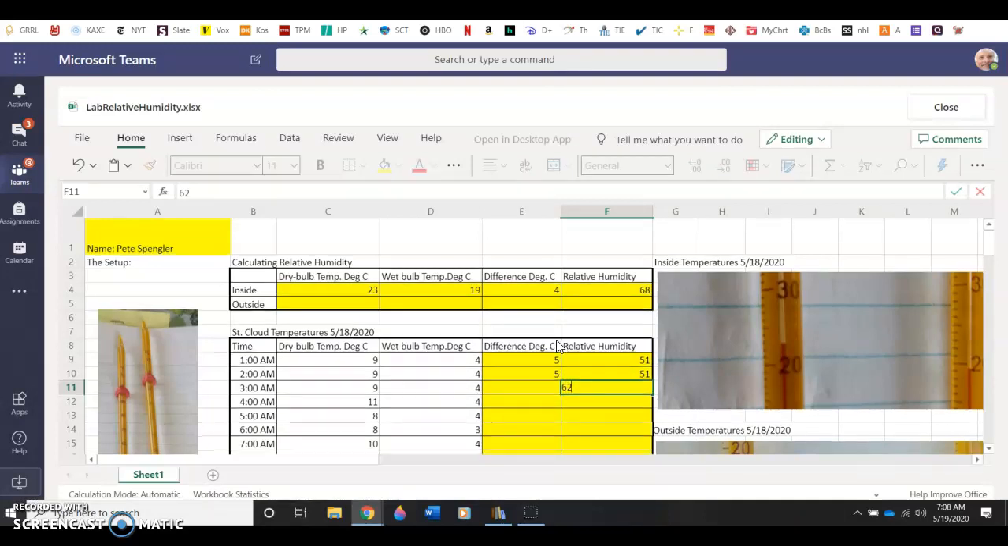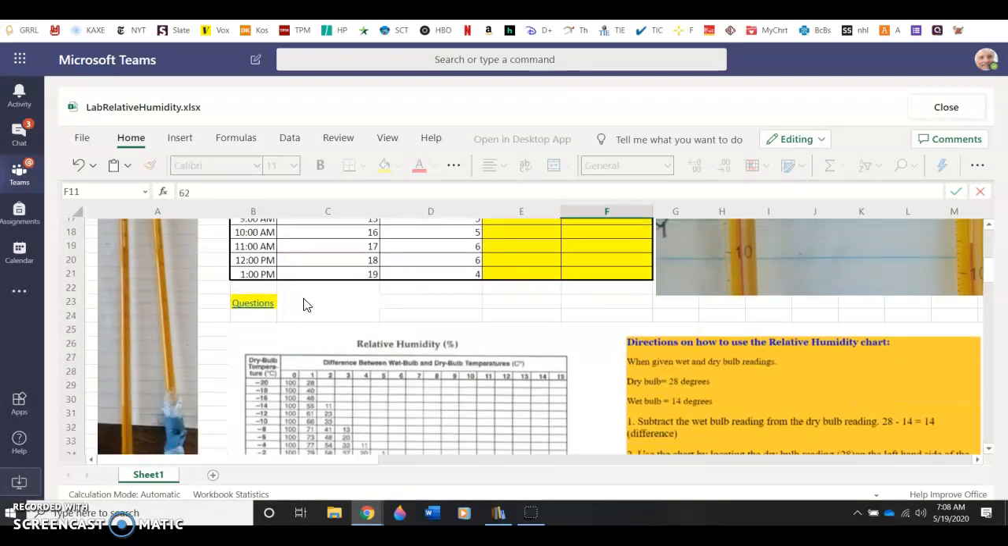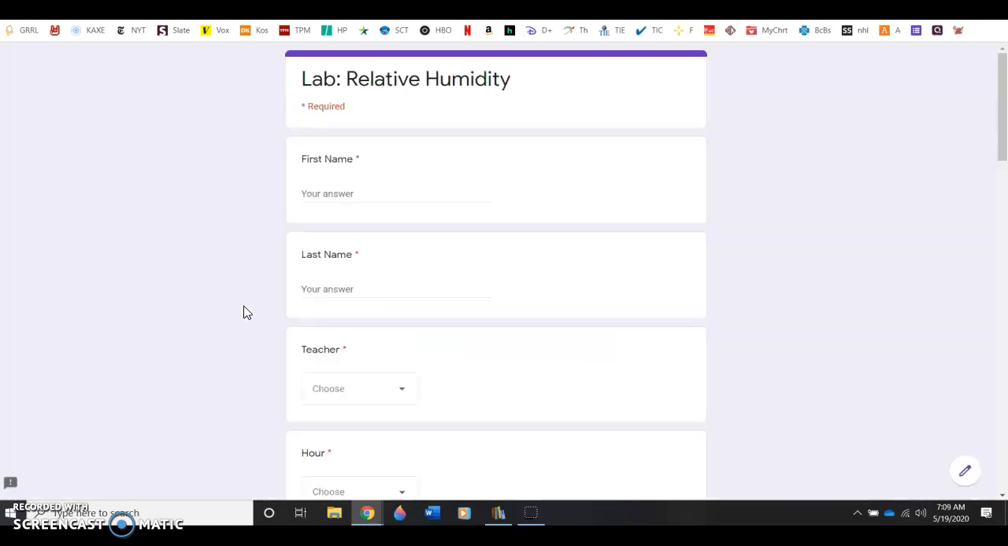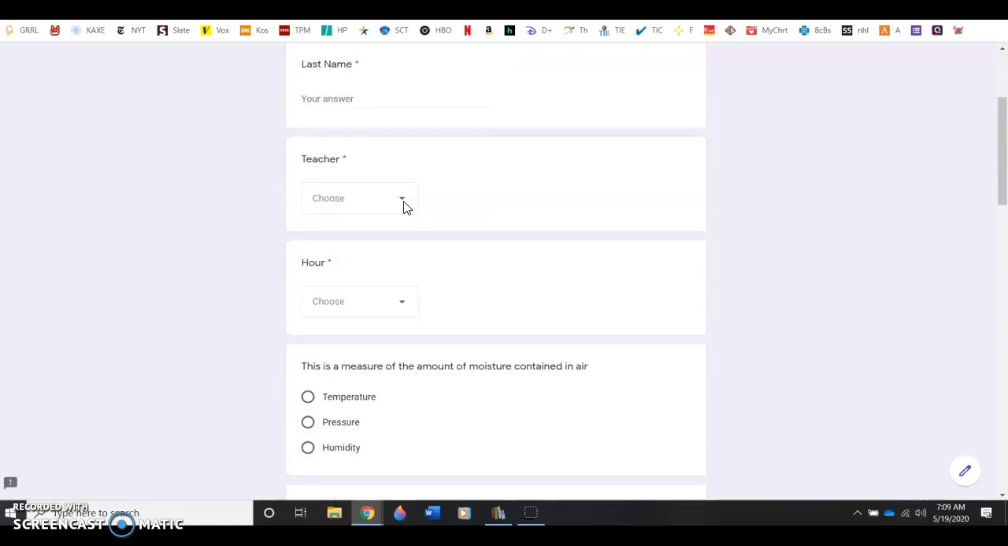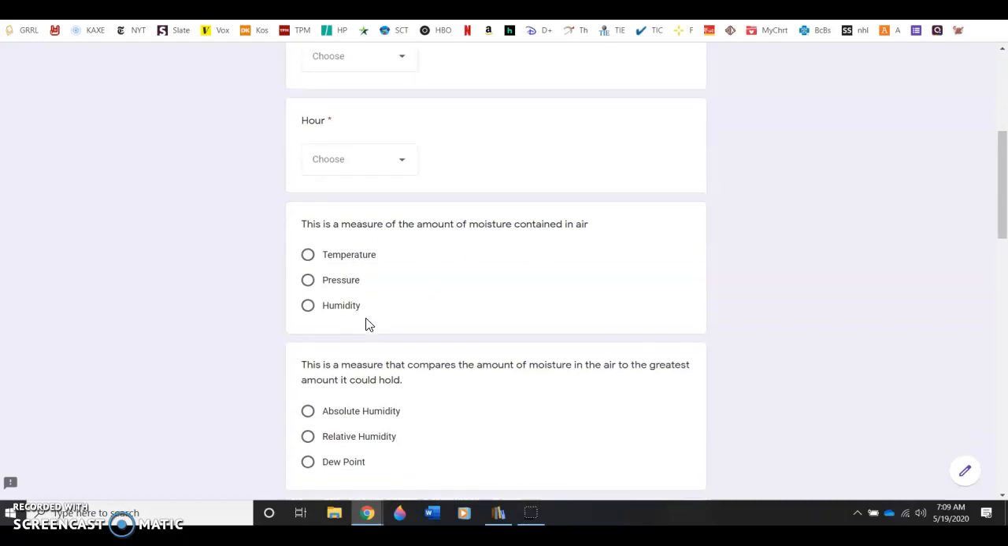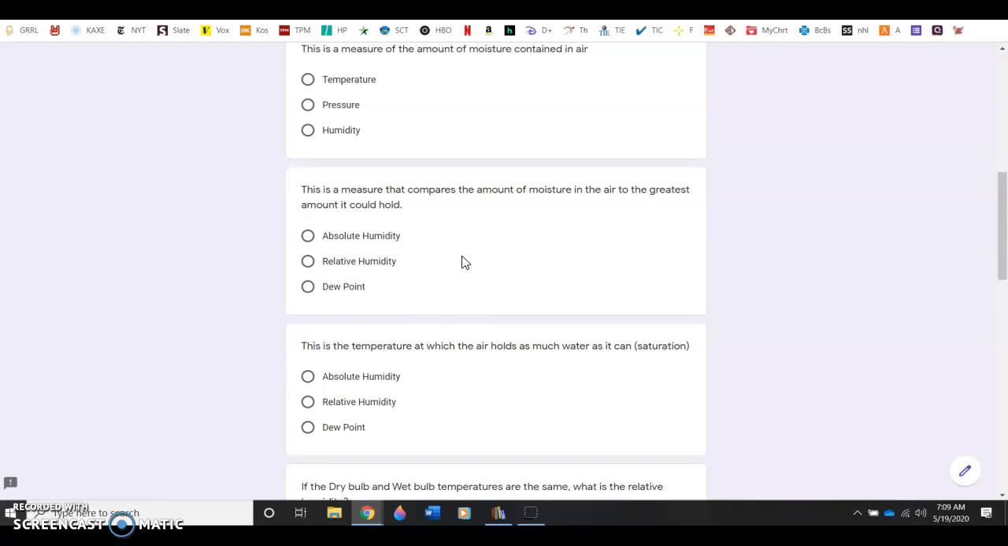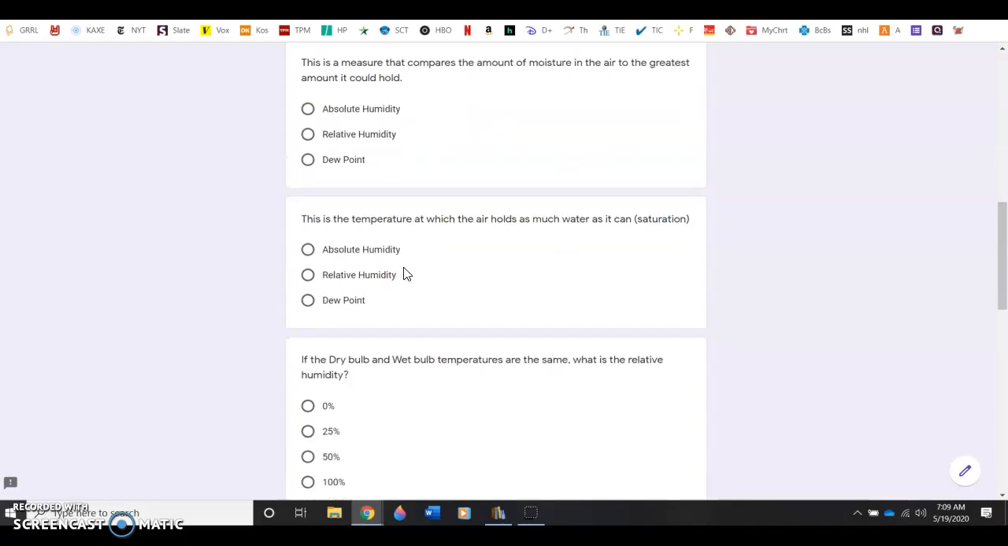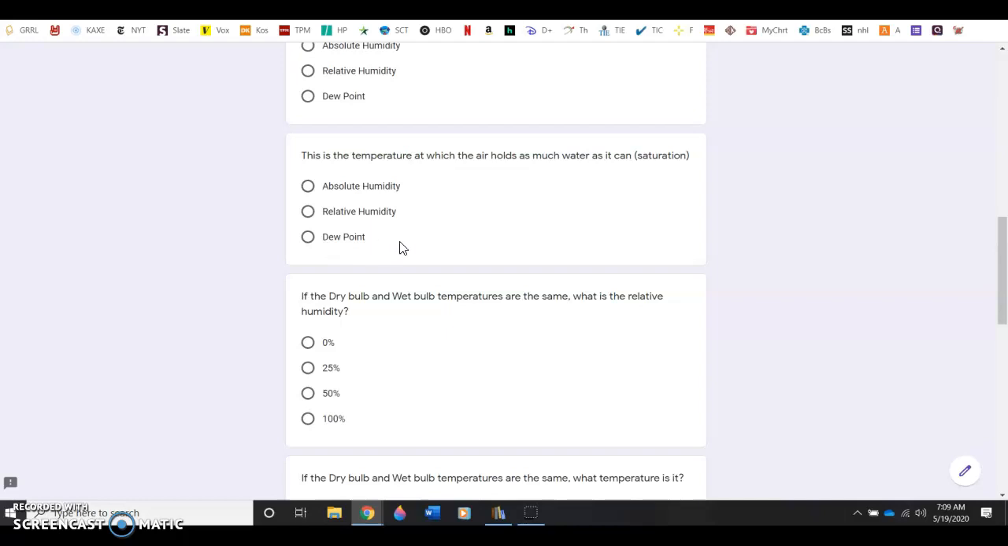So you're going to complete these tables. Once you do that, go to questions, and you'll see, as you've seen before, there's a series of questions that have you answer regarding this. And let me go through them. The measure of the amount of moisture contained in the air is humidity. The measure that compares the amount of moisture to the greatest amount it could hold is relative humidity. The temperature at which air holds as much water as it can is dew point.